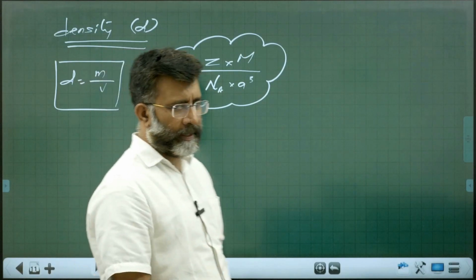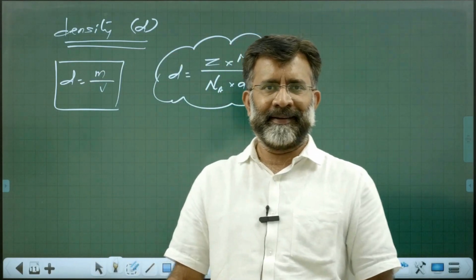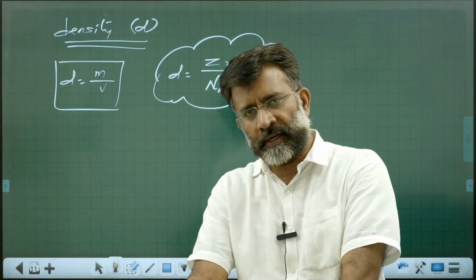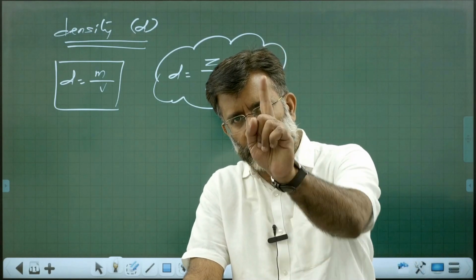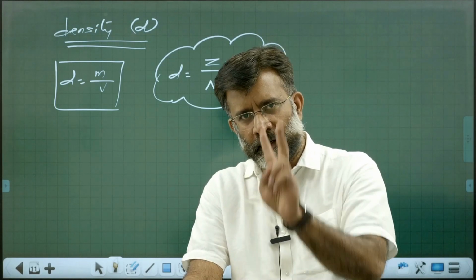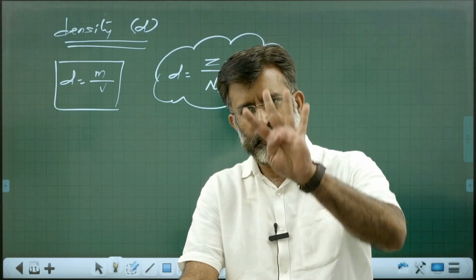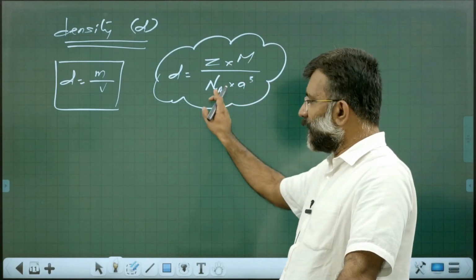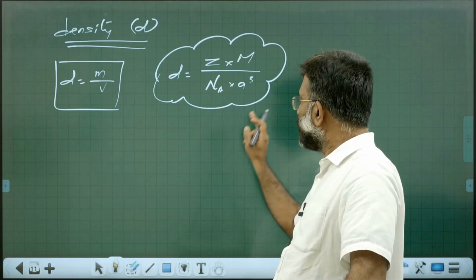Zm by NaA cube. What is Z? D is density. What is Z? Z is the rank of the system. What is rank for primitive? 1. Rank for BCC? 2. Rank for FCC? 4. What is M? Molar mass. What is Na? Avogadro number. What is A?